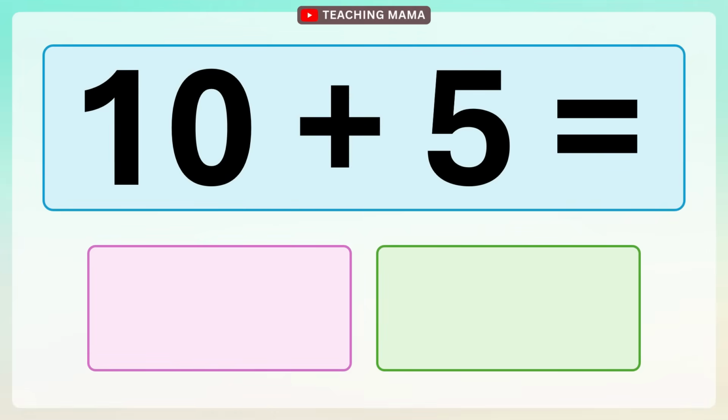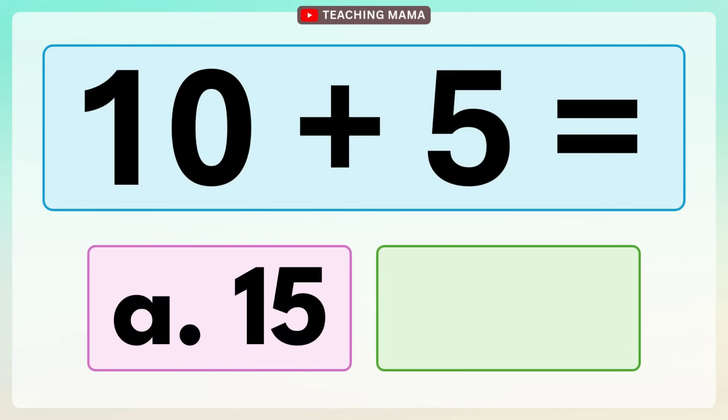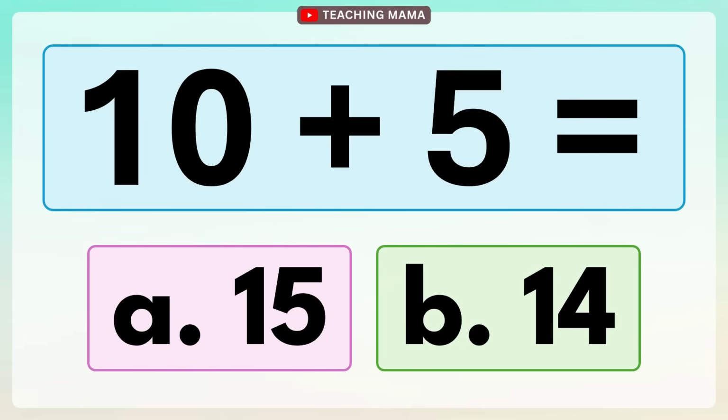10 plus 5 equals A. 15. B. 14. What is the answer? A. 15.